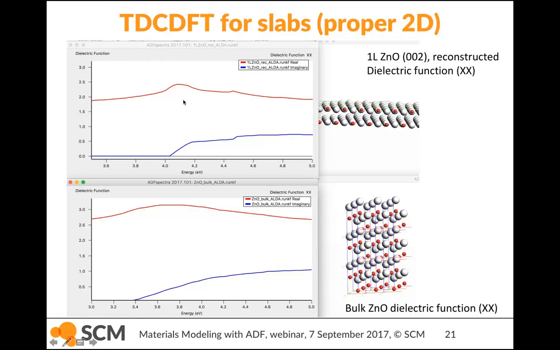But essentially what you get out of it is the dielectric response function. And so since 2017, you can also apply that to two-dimensional systems. So you can see the difference between, in this case, the dielectric function in the x-axis direction for bulk zinc oxide, and in this case for a reconstructed monolayer of zinc oxide. And so you can calculate the electronic properties of two-dimensional materials as well, the optical response of that.